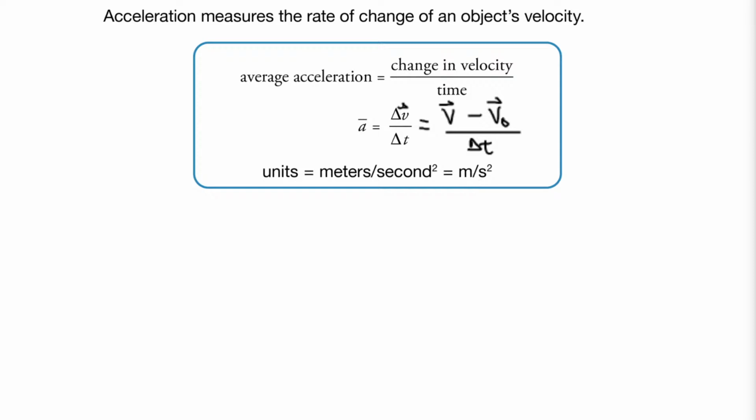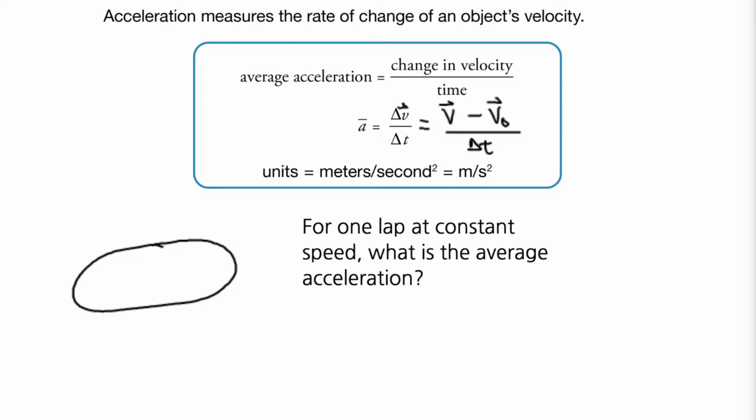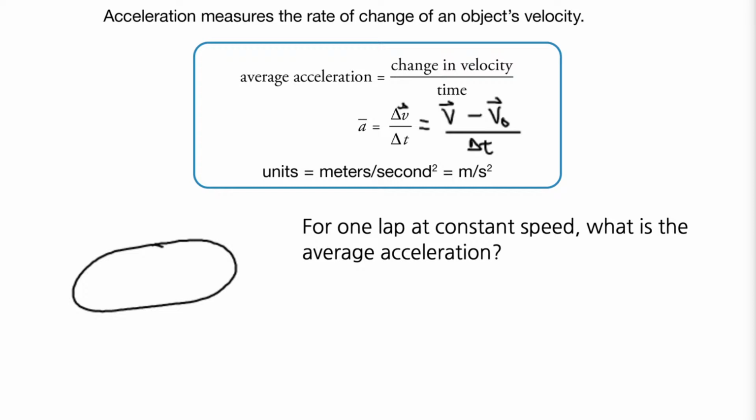So let's consider this definition with our runner going around the track, right? We had that oval to run around. And let's make the following claim here. Let's say for one lap at constant speed, what is the average acceleration? Ask that question first. Does anyone want to hazard a guess before we look through the details? What do we think? Going around this lap once at constant speed, what would the average acceleration be for that lap?